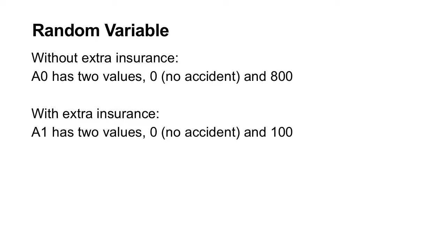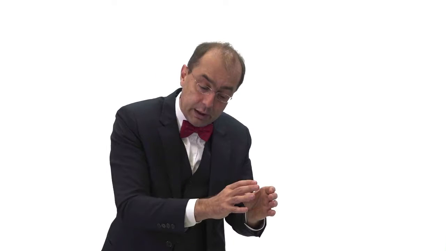So, what's now the larger cost for me? Here, let's look at the expected value. What is the expected value of my payment without the extra insurance? And what's the expected payment with the extra insurance? So, now I have a problem. I don't know the probability of an accident. So, let's call that P for the moment.